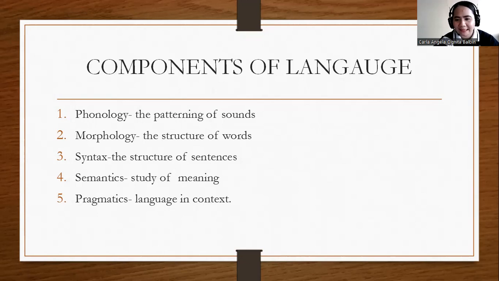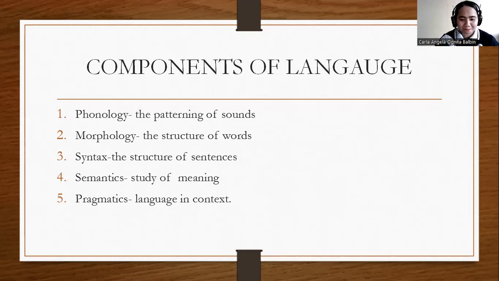So it can be applied to the entire text, or it can be applied to a single word. So for example, the words destination and last stop. Technically, they mean the same thing, but students of semantics would actually try to evaluate the shades of meaning of these two words. Okay, that's semantics. Number five is pragmatics.